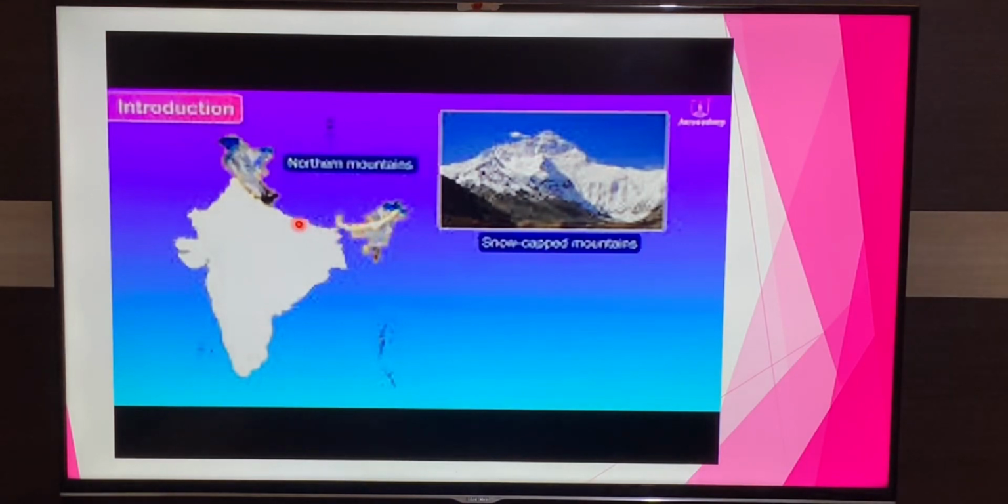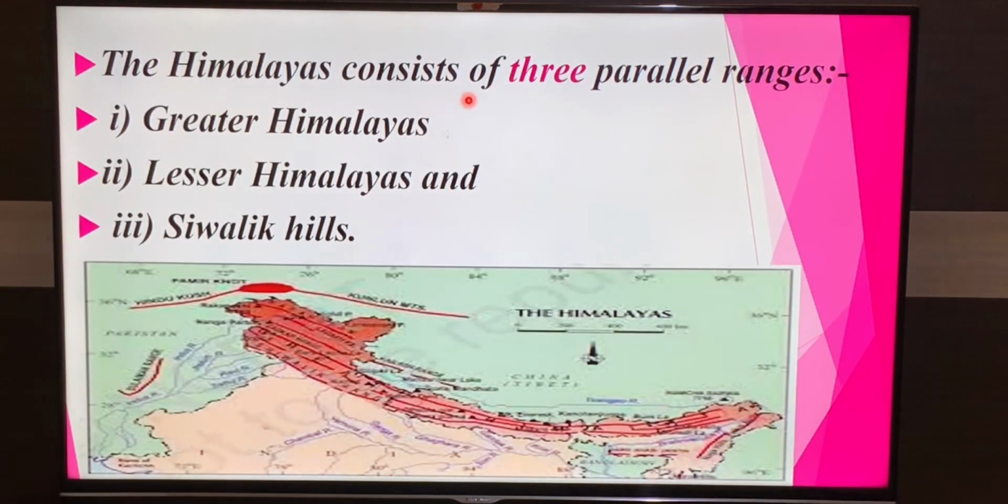And generally they have a steep slope towards India, that is south. If you see this side, it will be a steep slope, whereas when you see the north side here, it will be a gentle slope. It is towards Tibet. The Himalayas consist of 3 parallel ranges: Greater Himalaya, Lesser Himalaya and Siwalik Hills.